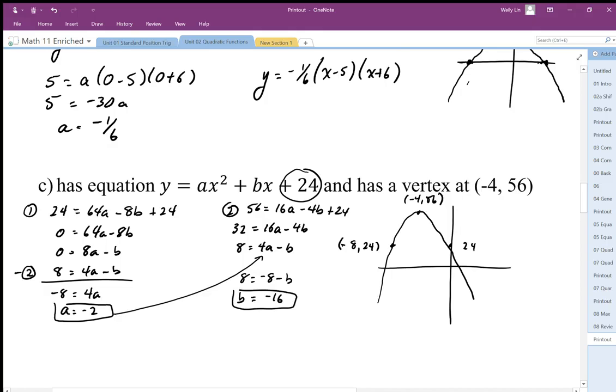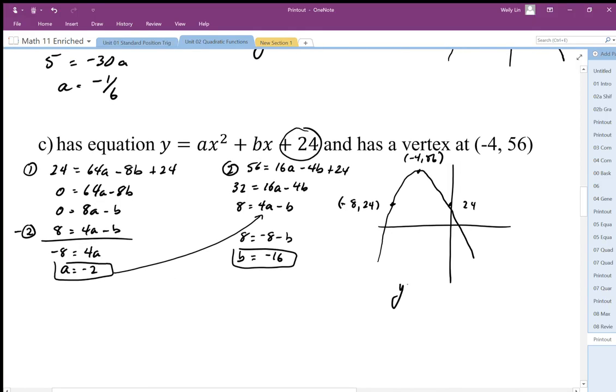Okay, so my equation looks like this. It's going to be y equals -2x squared minus 16x plus 24. Okay, so that's one way we can do this problem.